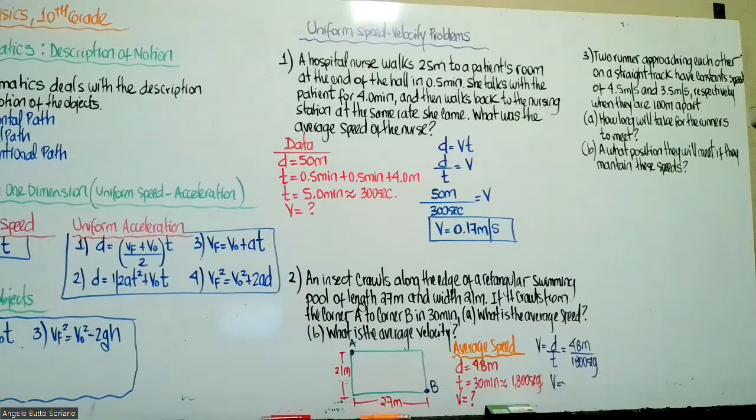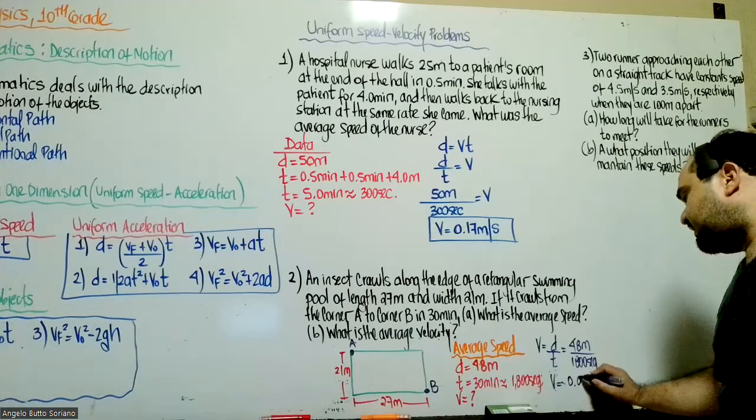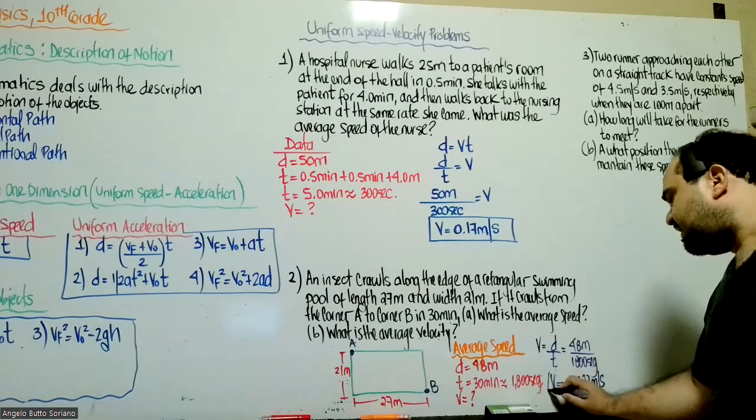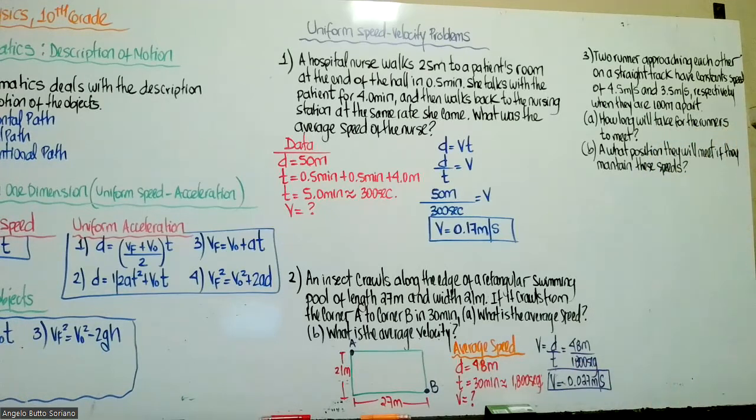So it would be 48 divided by 1,800. The answer will be 0.027, so 0.027 meters per second. This is the solution for the average speed.